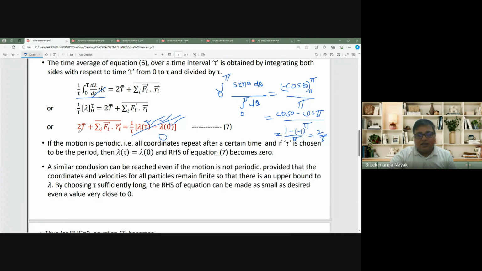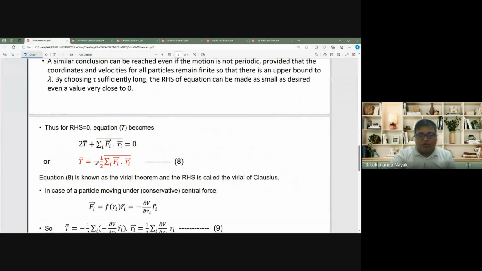So now we can say T average is equal to minus half of the average of this quantity. It is the actual theorem. So T average is equal to minus half of Fi dot Ri average. This is known as the virial theorem, and the right hand side is called the virial of Clausius. This product Fi dot Ri is known as the virial of Clausius. So it is called the virial theorem.